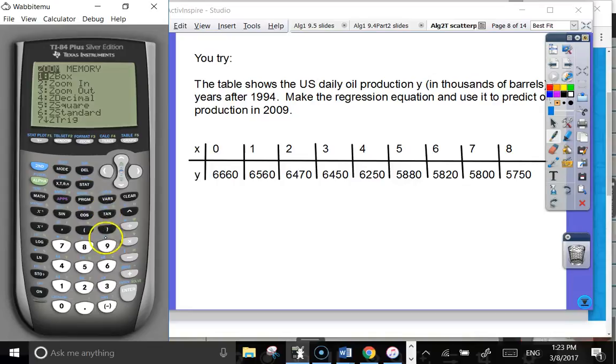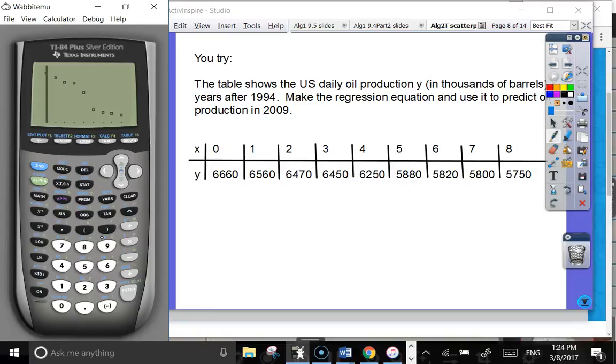Okay, zoom 9. So everybody should have the same scatter plot. Does it look good? Now, they didn't really say which kind of function to use here. I think we're going to end up using a line, but does that look like a straight line?